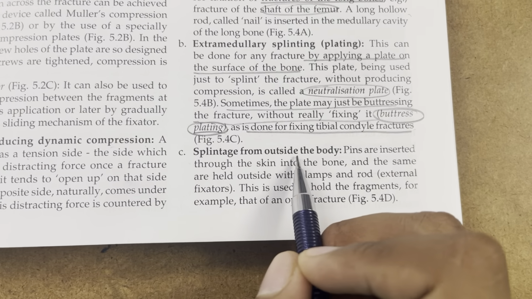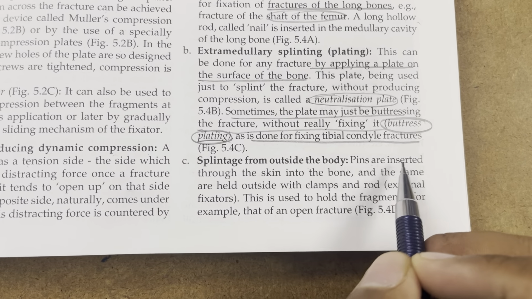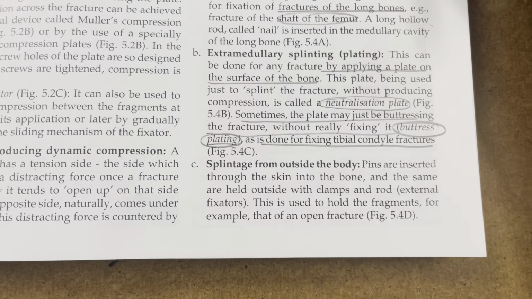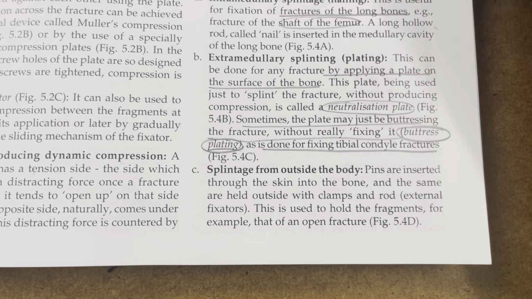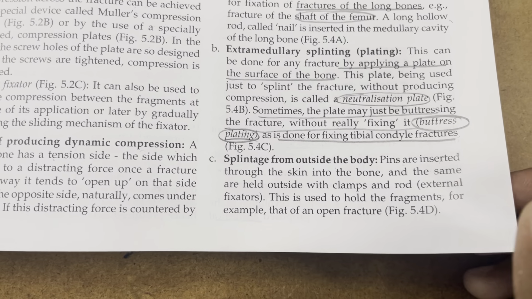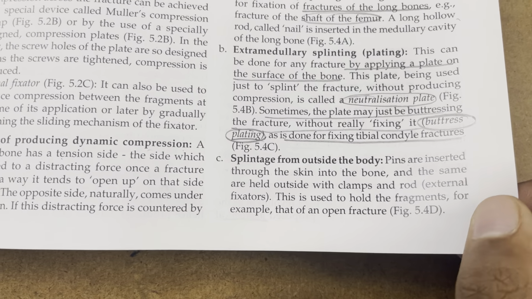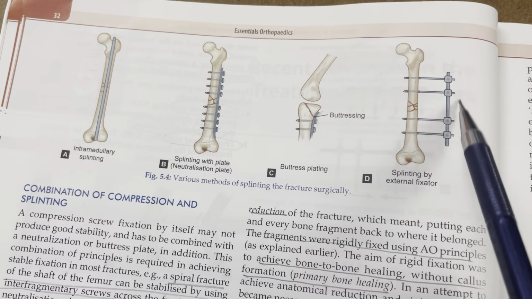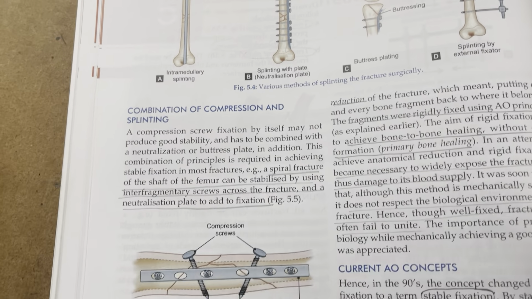And then you can also do splinting from outside the body. Pins are inserted through the skin into the bone and held outside with clamps and rods. These are external fixators. They are used to hold the fragments of an open fracture, for example. So you have intramedullary nailing, neutralization plating, buttress plating, especially for tibial condyle fractures, and splinting by external fixators.